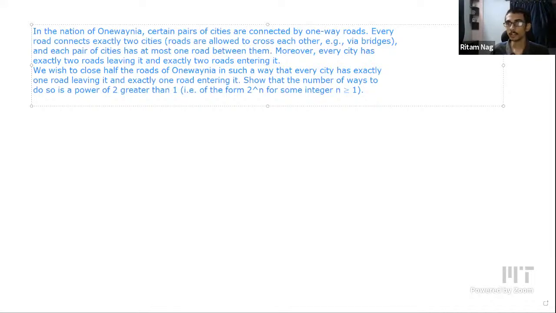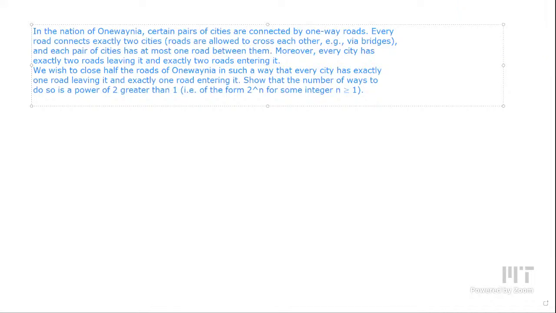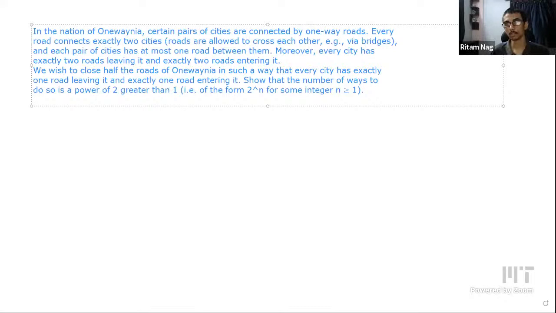So I'll give you a small hint. Vector spaces over F2 always have size 2 to the power n. Like the size of the vector space F2^n is 2 to the power n.